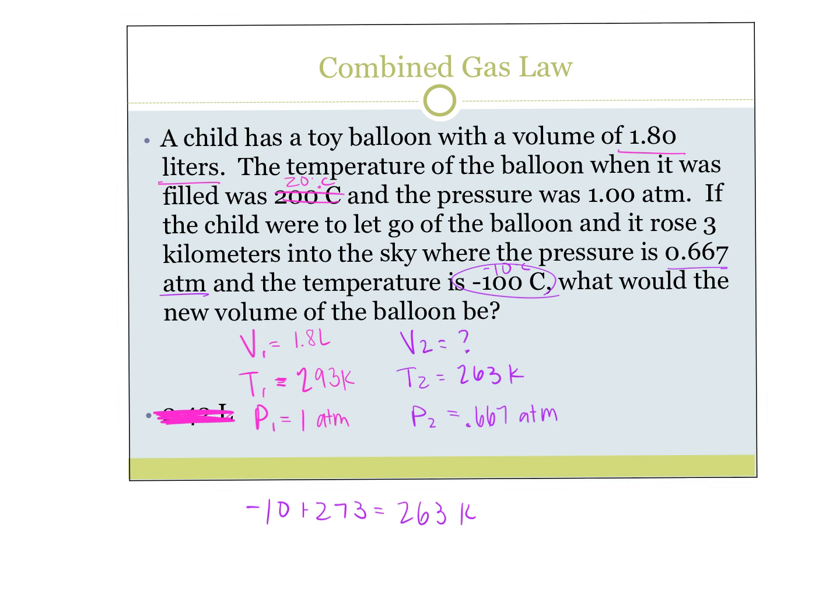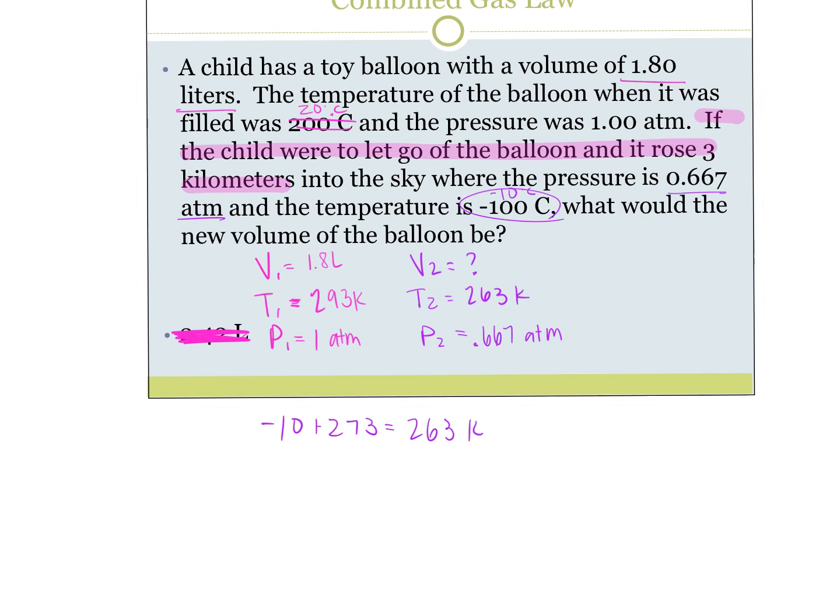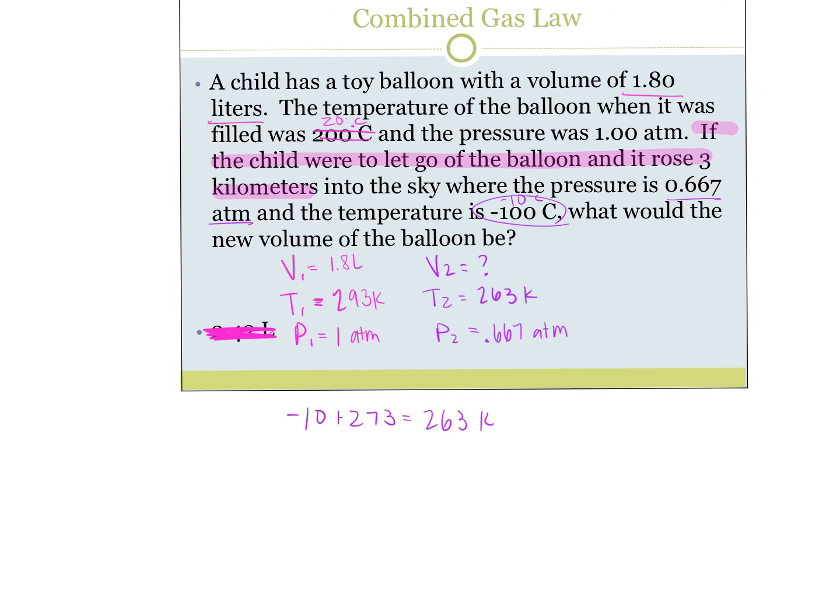Now, let me ask this question. Does this statement matter? If the child were to let go of the balloon and it rose 3 kilometers, does that make a difference to us? Not at all, right? Sometimes we see numbers in our problem and we automatically assume we're going to use them, but we're not going to use that 3 kilometers anywhere. So we can cross that out or get rid of it, whatever you want to do there. But let's go ahead and start setting this up into the combined gas law.